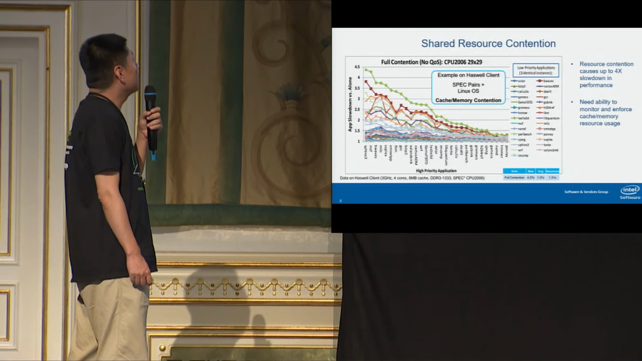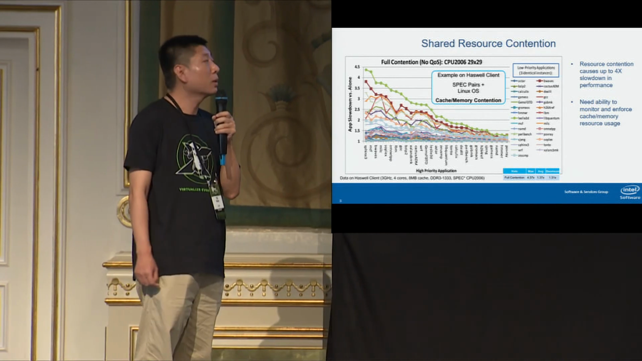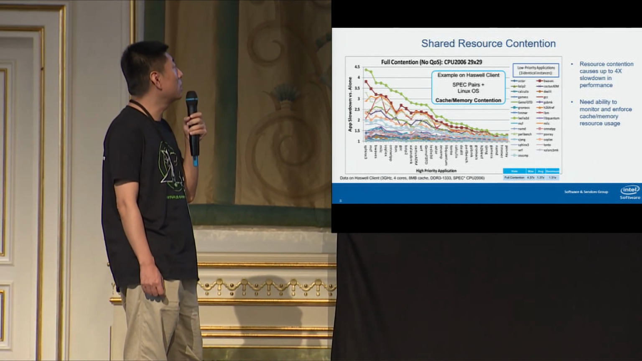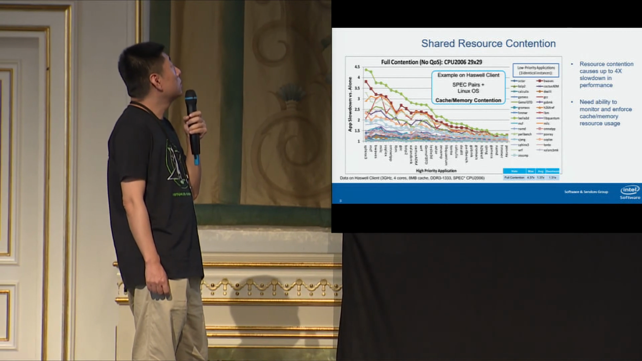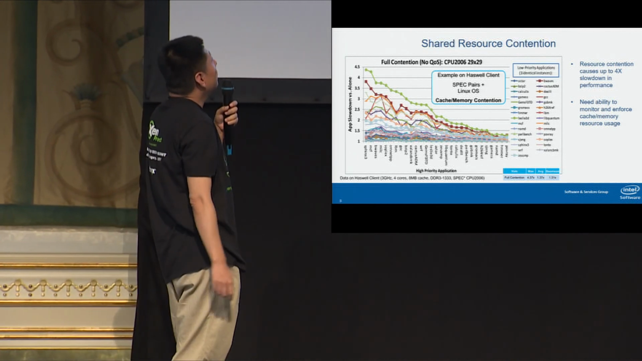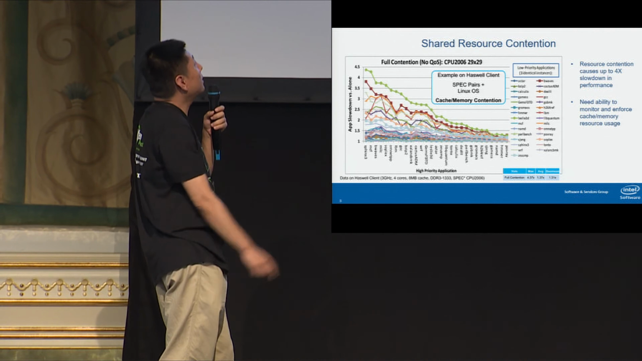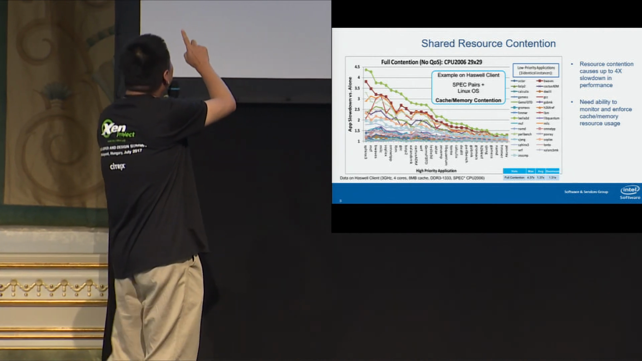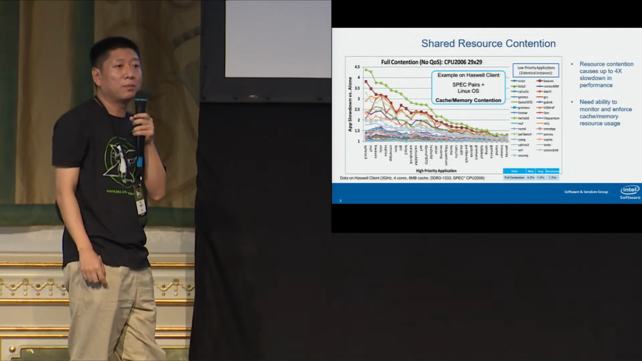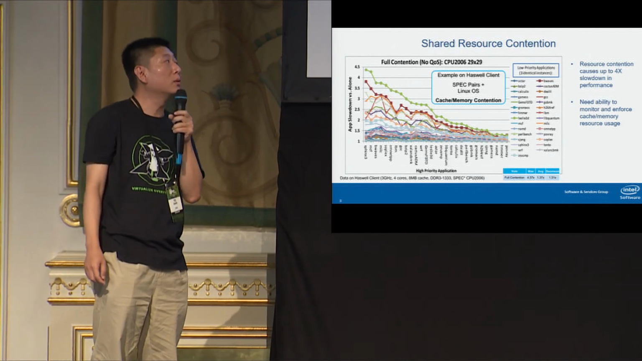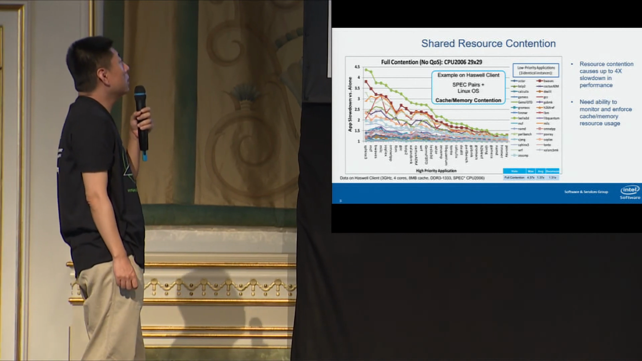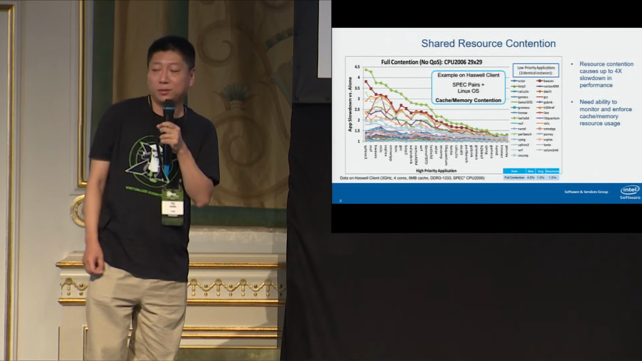This test was performed on a hardware platform which has 4 CPU cores, with a last level cache size of 8 megabytes. You can see the worst case is Sphinx 3, when it is running with another test case, Leslie 3D. It will cause a performance slowdown of up to 4.5 compared to running the test case alone. So one major reason for this performance impact is the shared resource contention.